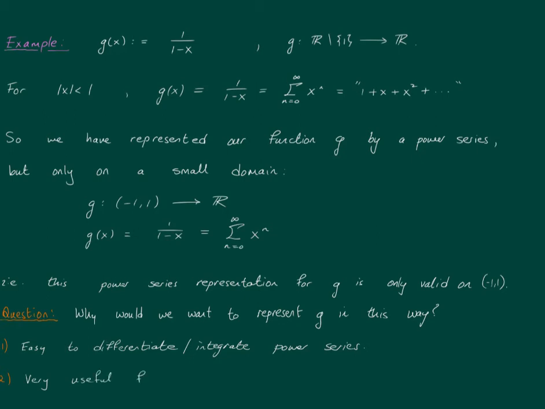Second reason, power series are very useful for numerical estimations or approximations. This is what your computer is going to do. It's going to take a function and represent it as a power series. Like in your calculator, sine and cosine are represented by power series. And what your calculator does is it plugs into the first few terms of the power series. We'll talk about that more later. But these are the two main reasons for why you would want to represent a function by a power series.